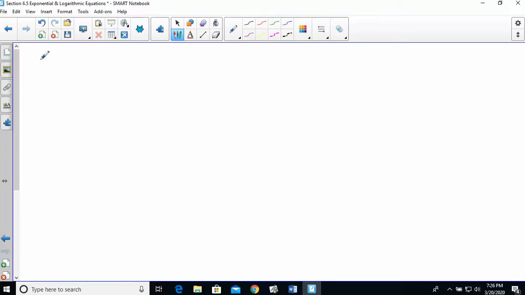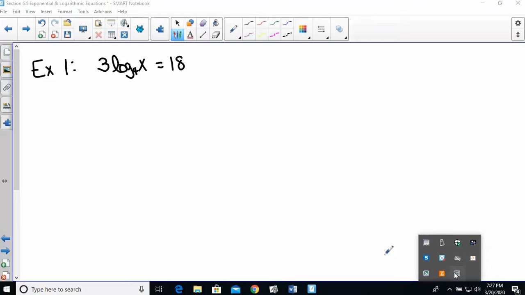I want to solve problems that already have logs in them. So I want to take something like 3 log base 4 of x equals 18, and I need to be able to solve for x. So we have to get our log by itself here first of all.